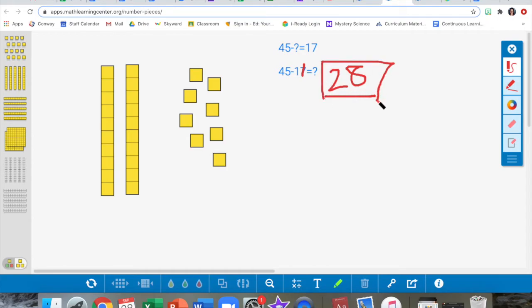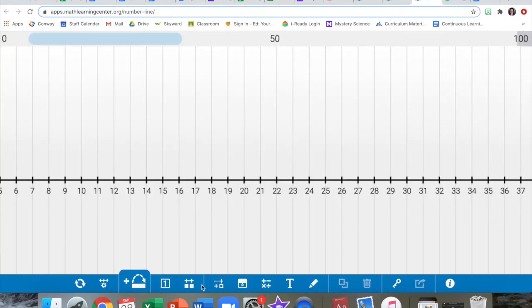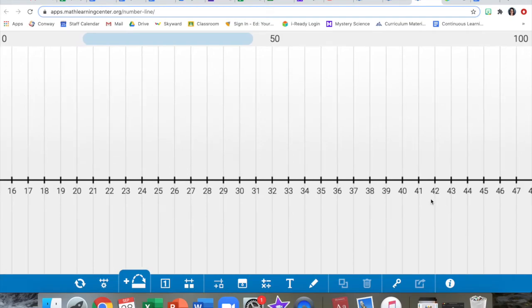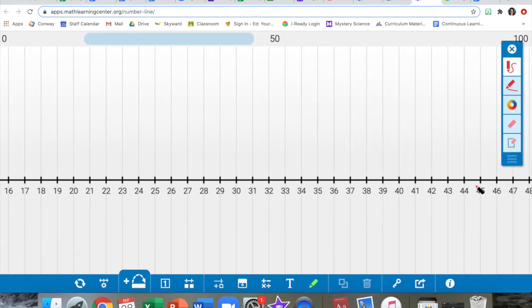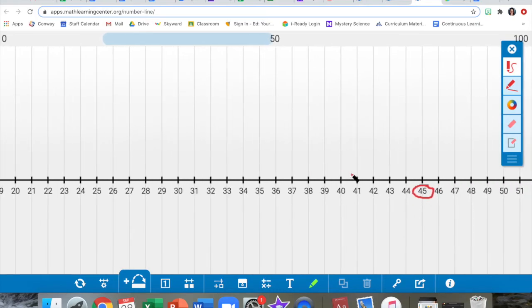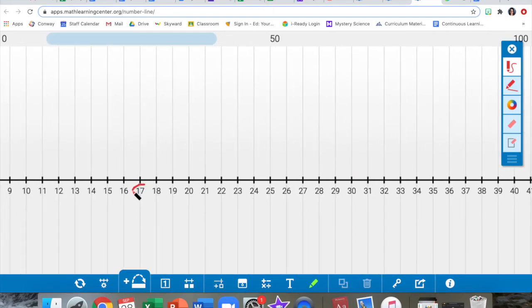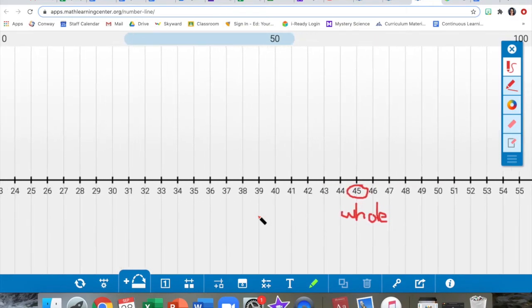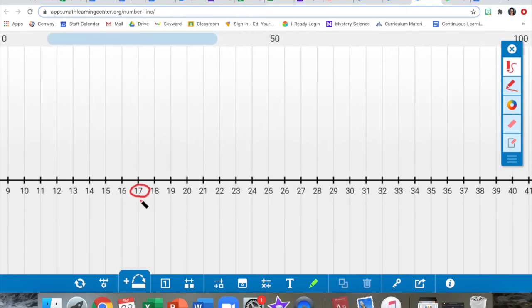There are other strategies you could use to solve it though. Maybe you're a kid who likes to use the number line. First, let's find 45. There it is. I'm just going to mark that. Now we need to take away some number of cards till we end up with the 17 that were left. So this was the starting number, the whole. Ooh, I should have typed that. Messy. And we subtracted the part that he gave away to get to the 17 that were left.